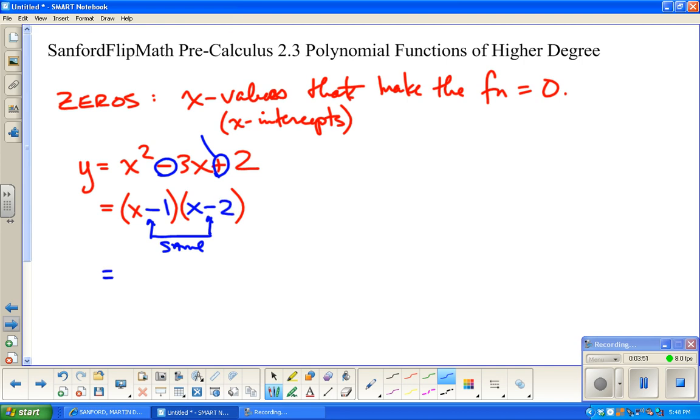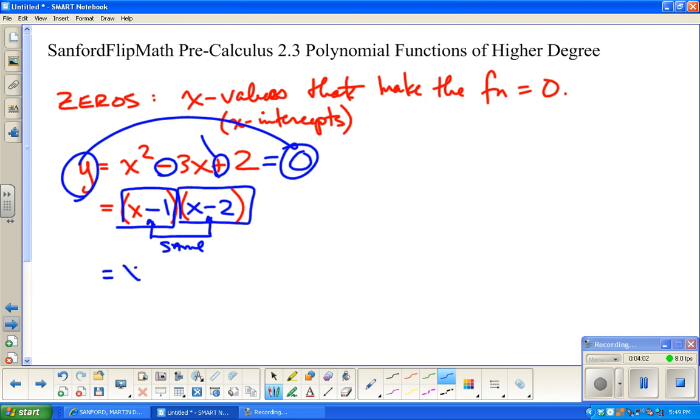Okay, so the zeros of this, the things that make the y equal 0, are the things that make these factors equal 0. So x would have to be equal to 1, and or x would have to equal 2. Those are the only two possibilities that make this equation 0. So those are zeros. Okay.